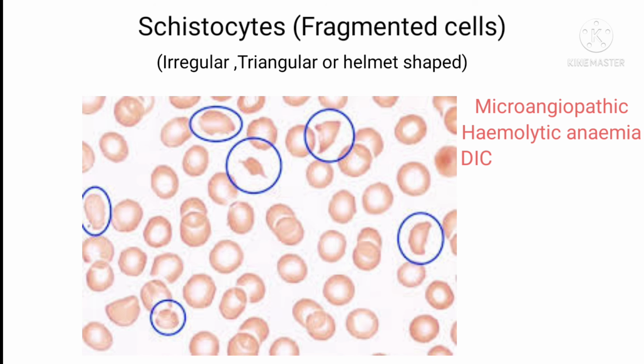The next one is schistocyte or fragmented cells. These are mostly irregular shaped, triangular or helmet shaped. These cells are in the process of fragmentation. It is mostly seen in microangiopathic hemolytic anemia (DIC).